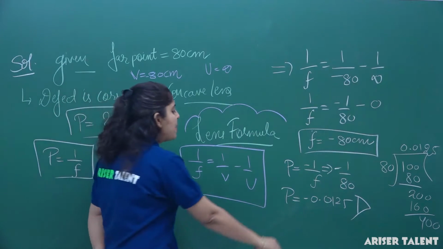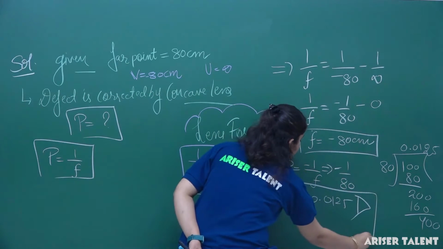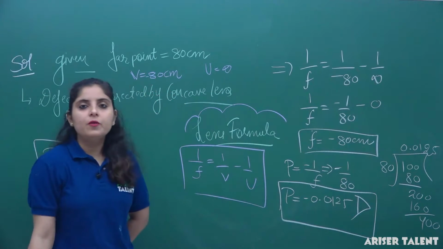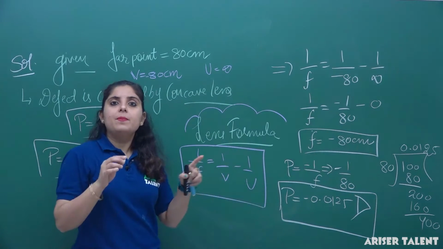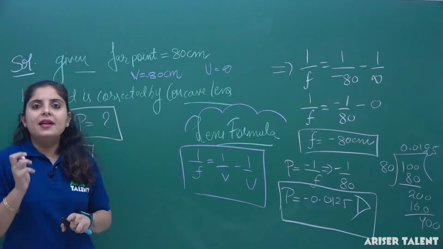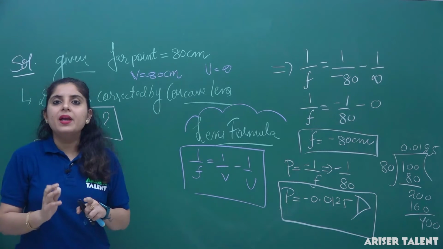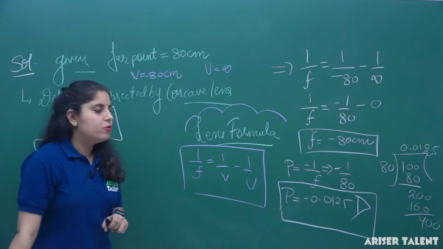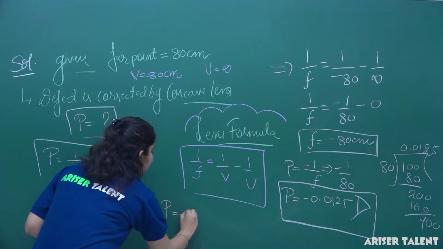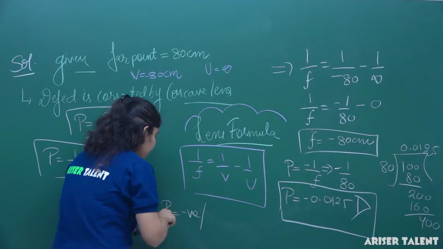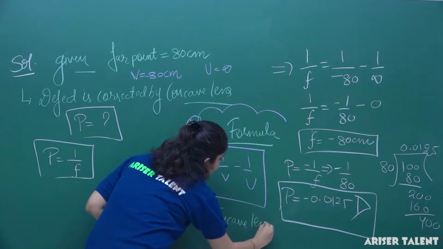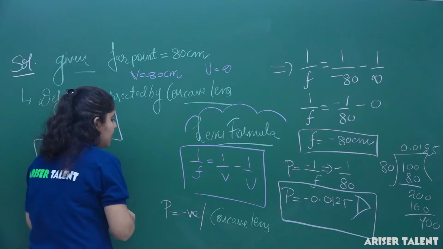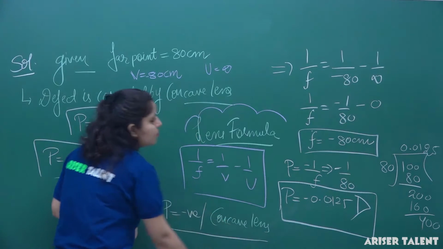Okay. So the power of the lens came out to be minus 0.0125 in this case, and you can see that the power is negative, and if the power is negative, the lens that is needed for correcting the myopic eye will be the concave lens only. Okay. So the power is negative. So what you are using here? You will use the concave lens in this case. So this is the final solution of this problem you have.